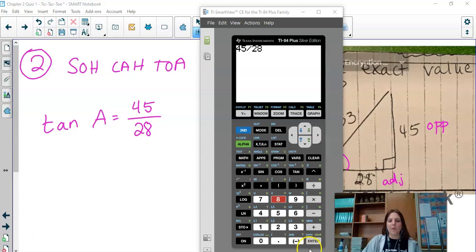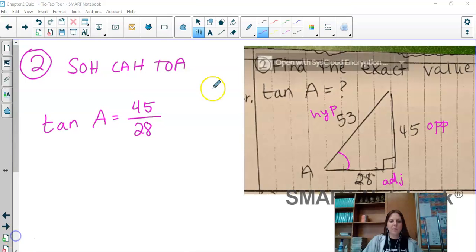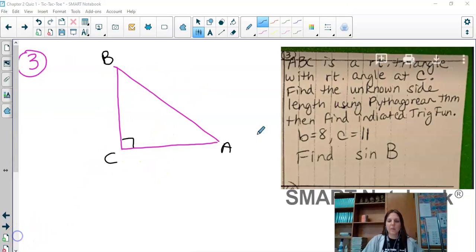If I do 45 divided by 28, I hit enter and then math, enter, enter. It will tell me if it reduces, and in this case, it's already in its simplest form. So 45 over 28 is your tangent value. Question C tells you that you have a right triangle with right angle at C. Find the unknown side using the Pythagorean theorem, and then find the indicated trig function, which is sine. If you've already seen some of these questions, remember, feel free to fast forward through them.